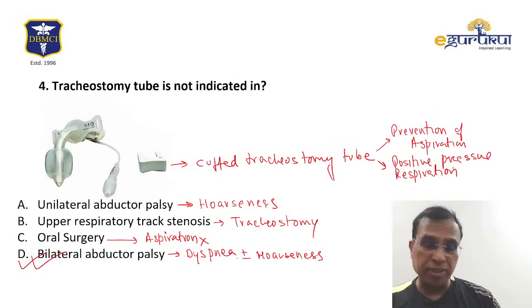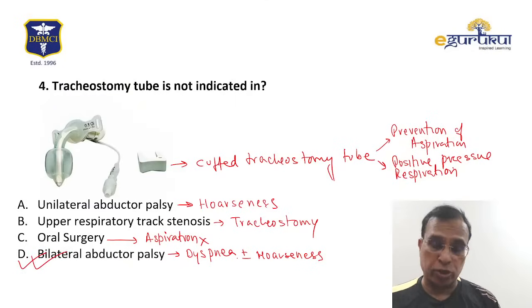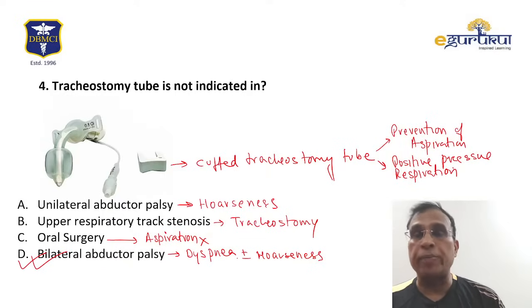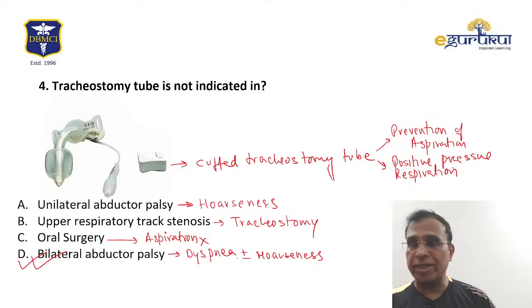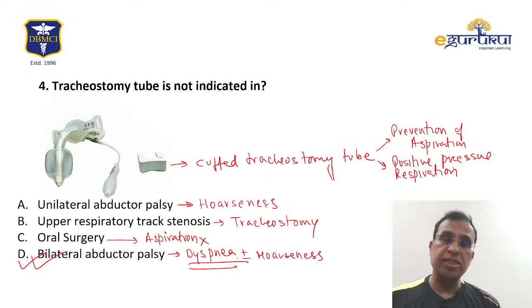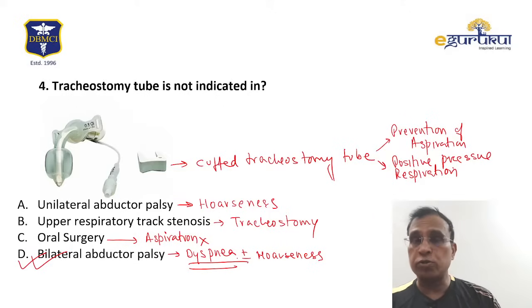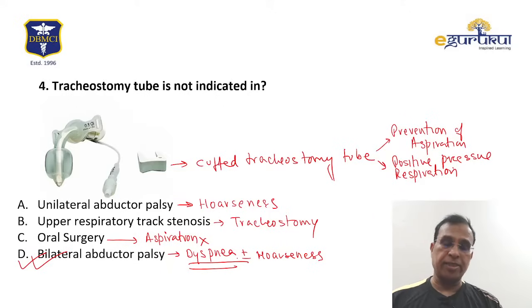The 4th one is a condition where you have to do a tracheostomy. In the rest of them, tracheostomy may or may not be required. That's why in this particular case, because dyspnea is a serious situation, tracheostomy has to be done. So that's the correct answer in this case.